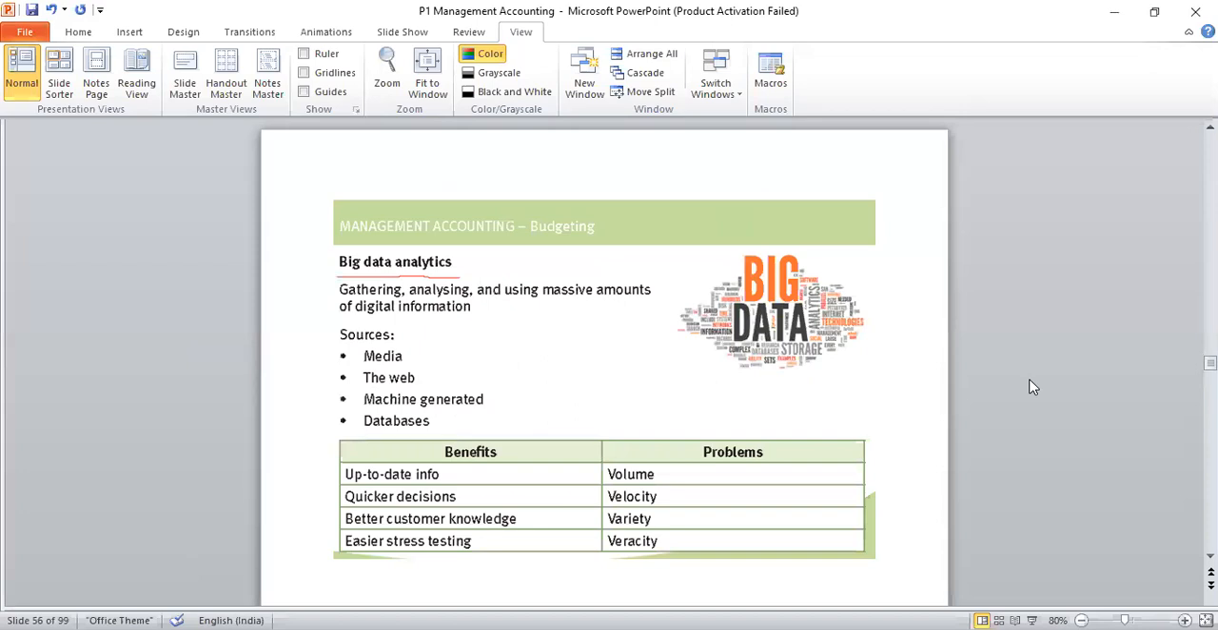Now, what is big data analytics? Big data analytics is the gathering of information from various sources, and analyzing and using massive amounts of digital information. There are characteristics of this big data analysis. The characteristics are mentioned as the 4 V's. So here we see that these are the 4 V's. These are the characteristics. They can be looked at as benefits. They can also be looked at as problems.